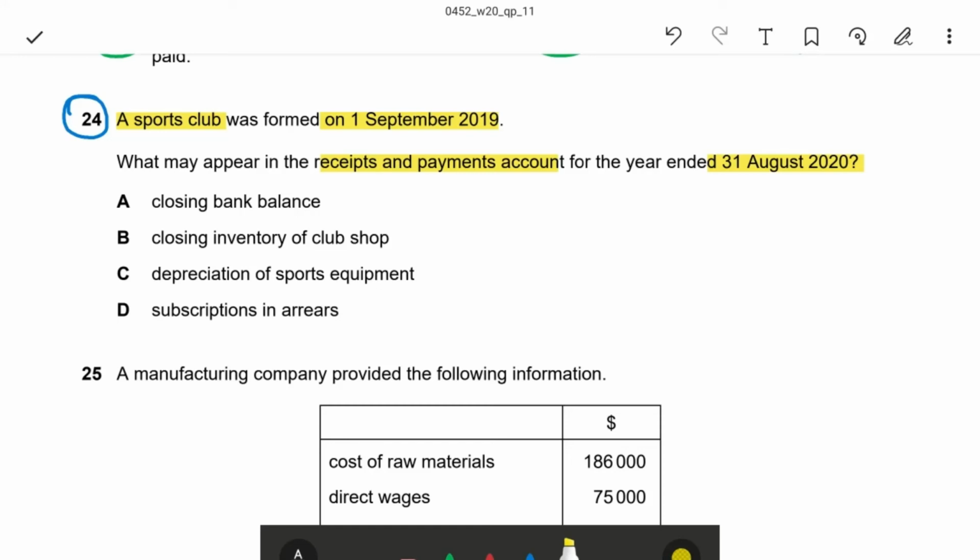So the first option, closing bank balance. Yes, closing bank balance shows in the receipts and payments account. So the correct option is option A. Club shop closing inventory will not show in the receipts and payments account. Depreciation goes to the income and expenditure account. Subscription is also income and expenditure. So the correct answer is option A.